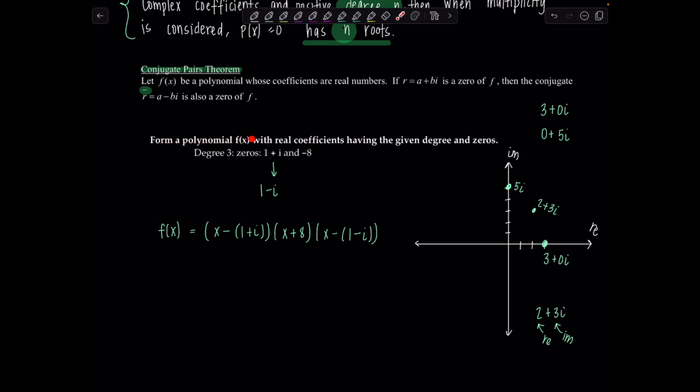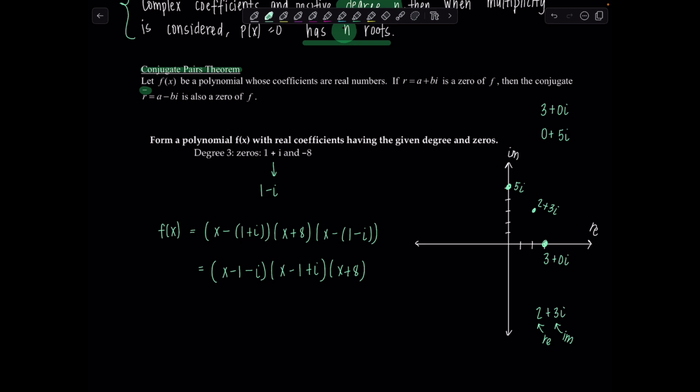So in order to form this polynomial, my task now is to multiply this all out. But of course, I'm going to show you the least painful way to do it. Don't just start multiplying everything out. Whatever these two conjugate zeros are, we're going to put them next to each other and multiply those out first. Let me distribute the negative while I'm at it. So we've got x minus 1 minus i times x minus 1 plus i times x plus 8.